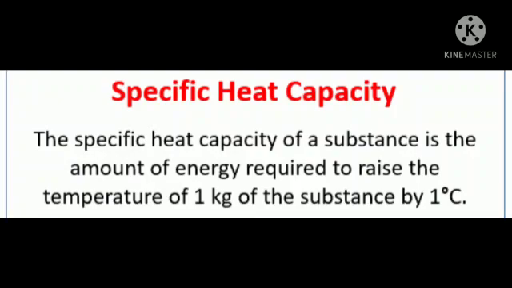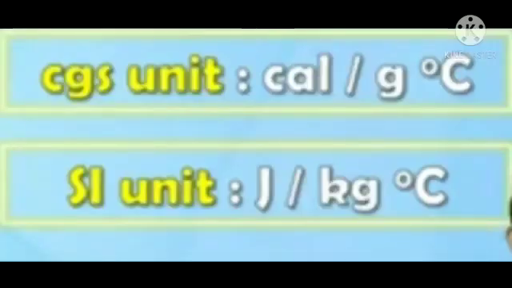Right. What are the units for specific heat? The CGS unit of specific heat is calorie per gram degree Celsius, right? Calorie per gram degree Celsius. And the SI unit is joule per kg Kelvin.